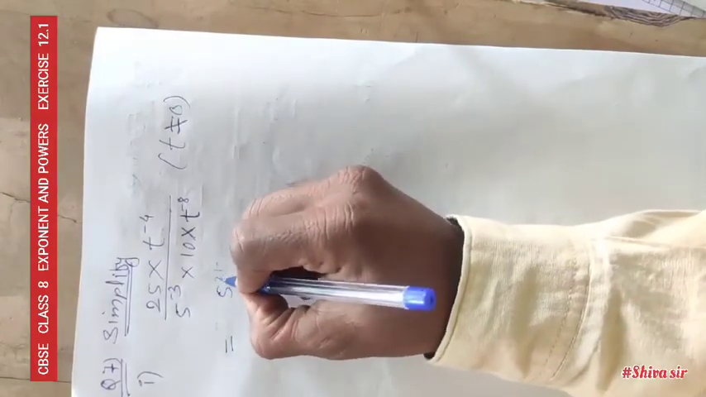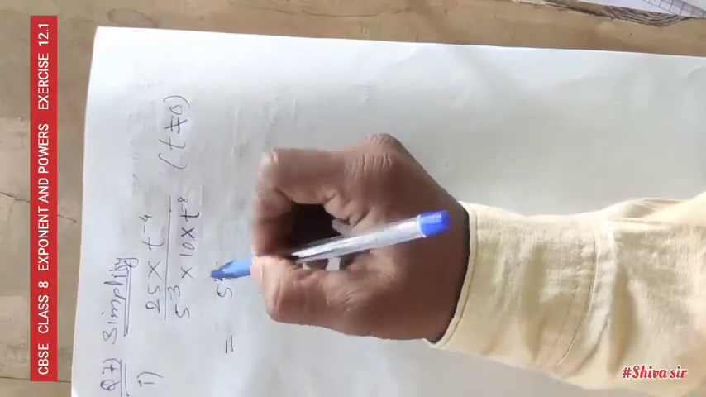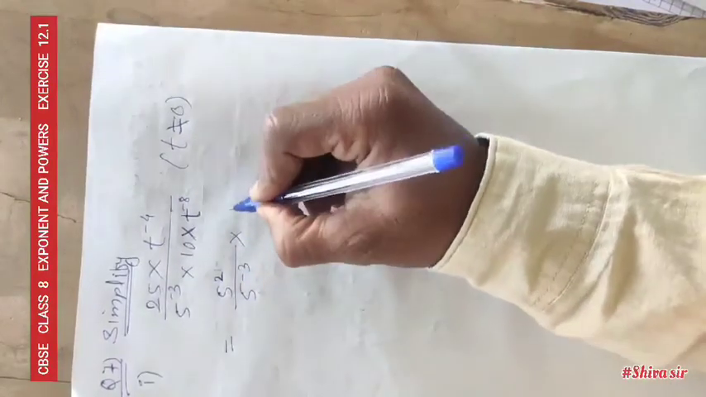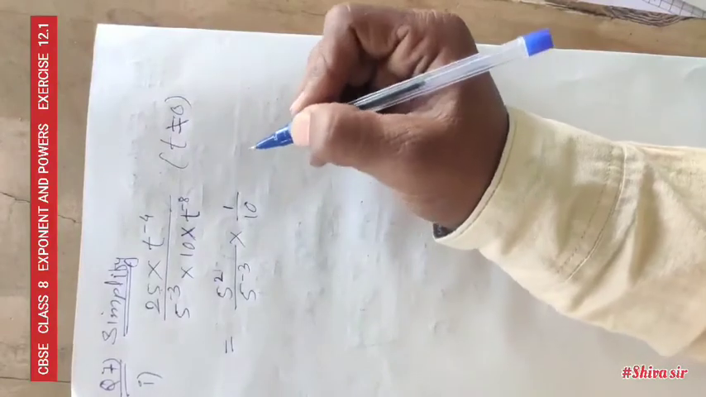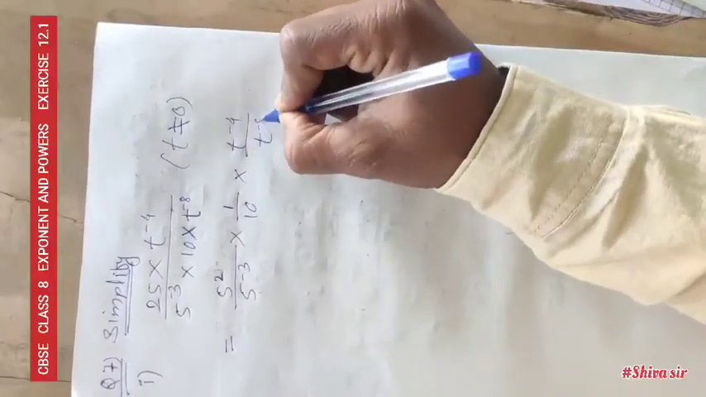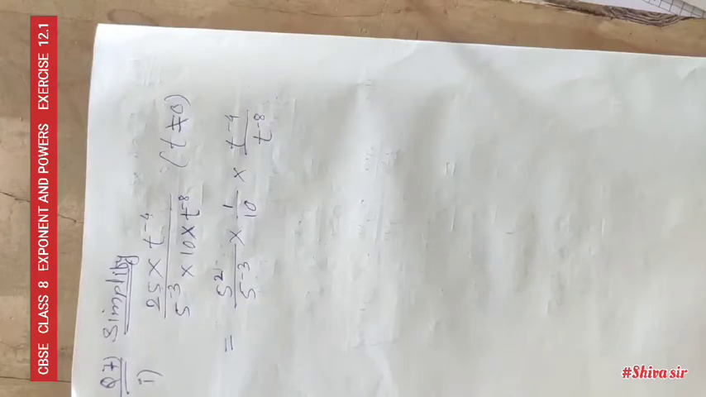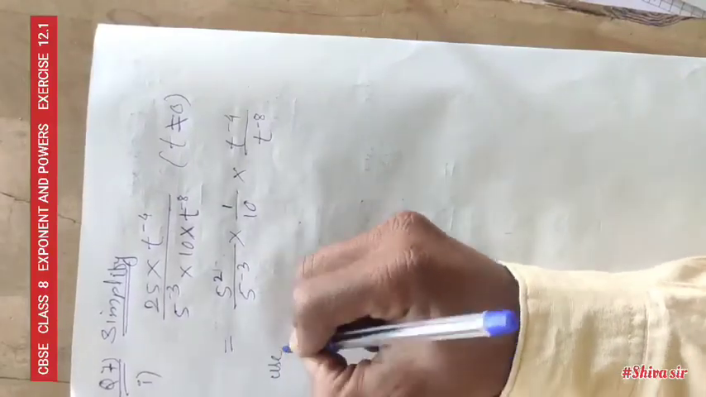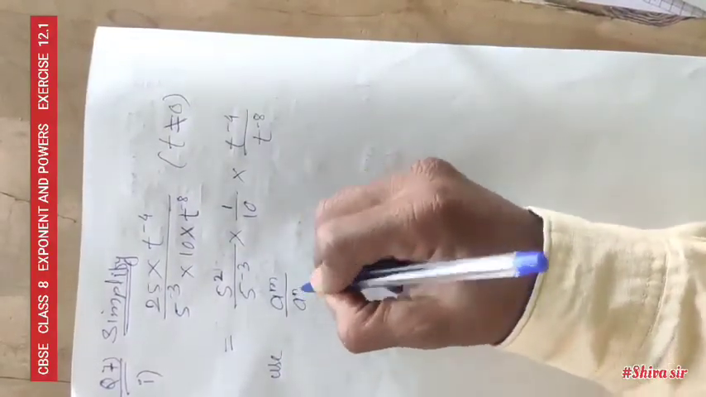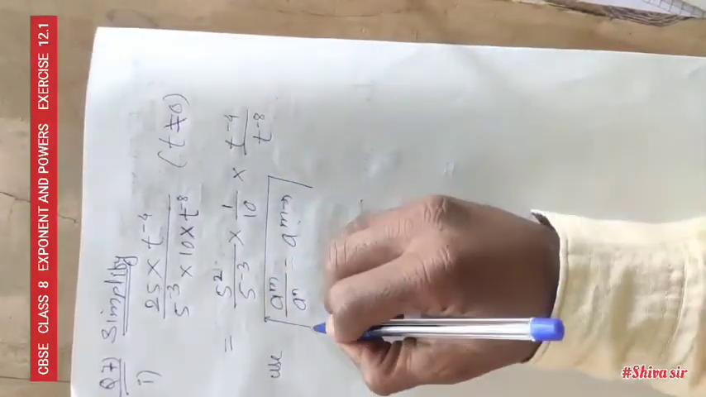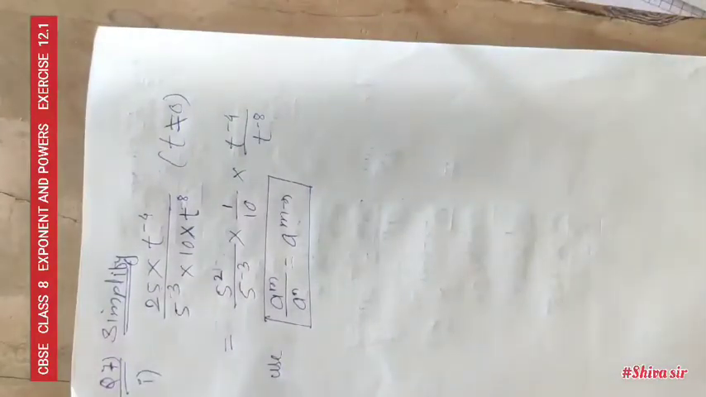We write 25 as 5 square, so 5 square upon 5 raised to the power minus 3 into 1 upon 10 as it is, into t raised to the power minus 4 upon t raised to the power minus 8. Simply separating the terms and making some conversion, 25 is written as 5 square. So here we use the formulation: a raised to the power m upon a raised to the power n is equal to a raised to the power m minus n.